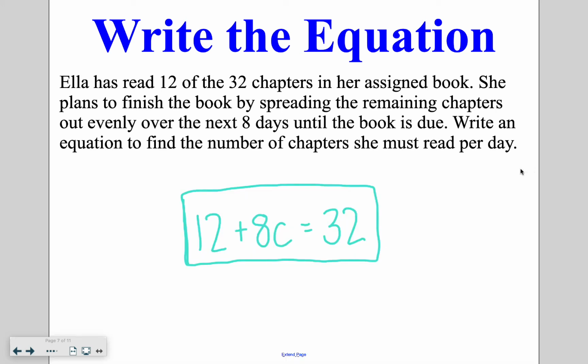So we've got the 12 chapters she's already read, and we have to add on the remaining part. There was a word clue in here, and that was the word per. Remember, per means multiplication. So we're taking your 8 days and multiplying by the chapters that she needs to finish, and that's going to give you your total of those 32 chapters.